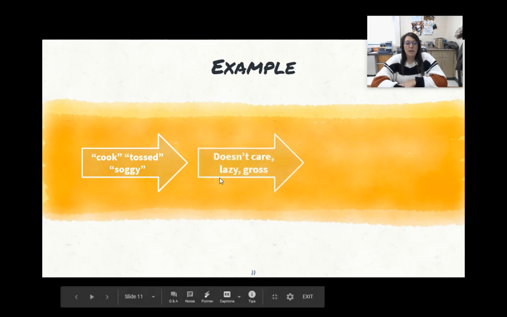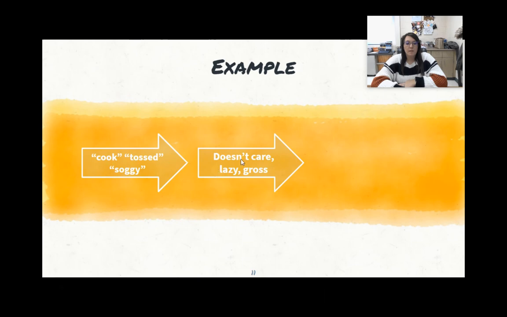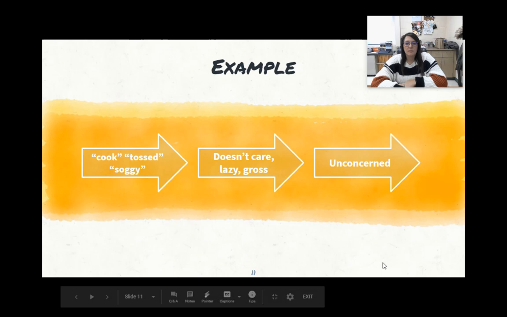The emotion that I'm feeling when I look at these words is maybe the person doesn't care, maybe the cook doesn't care, maybe the cook is lazy, and it kind of paints a gross image in my mind. So then the tone word that I pull from that is unconcerned. Okay, it doesn't seem like the person who is doing the action in this sentence really cares.